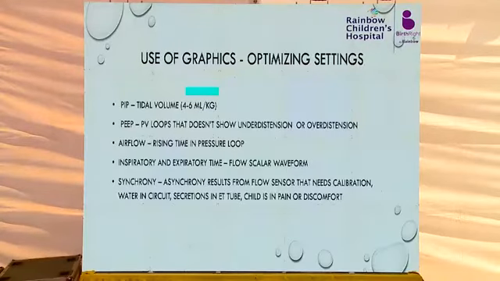Okay. So coming to the last two slides: use of graphics in optimizing settings. For PIP, the tidal volume sensor will tell you 4 to 6 ml per kg. Dr. Rahul, in the last talk, told us about loops that show under distension or over distension. In the pressure scalar waveform, if the rising time is 1/3 of the TI, then that is appropriate.